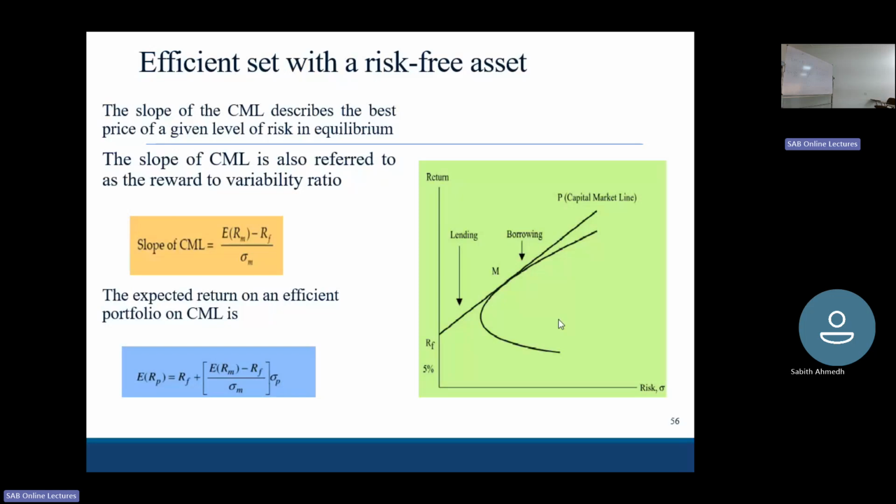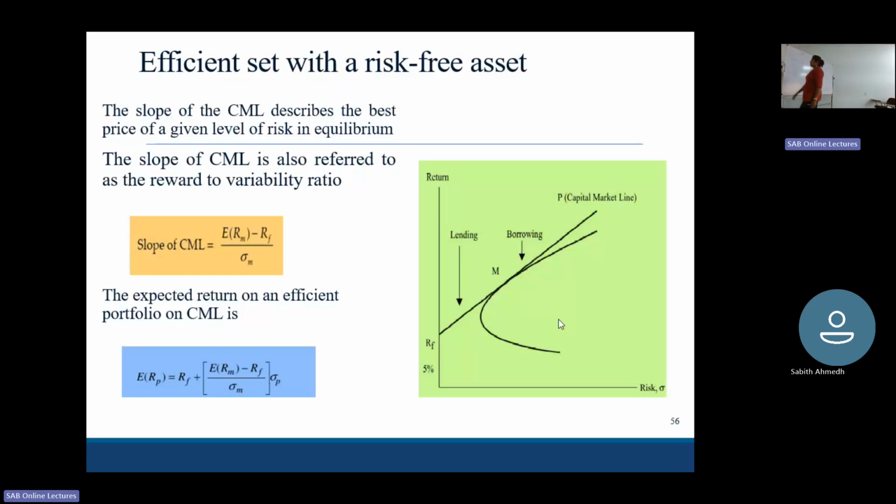For this risk premium, now for what? For bearing systematic risk. In an efficient portfolio, all the unsystematic risks are diversified away. In the efficient portfolios, there is no unsystematic risk, so only the systematic risk is there. So we have to pay a premium for the systematic risk.